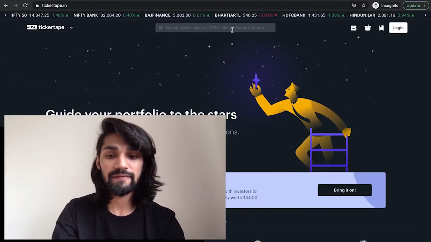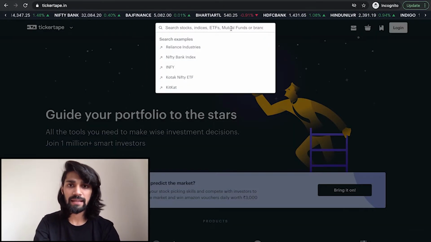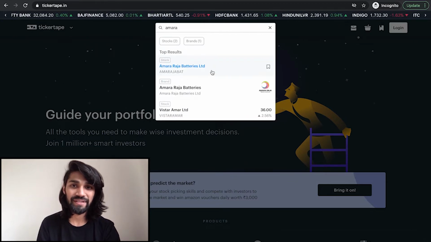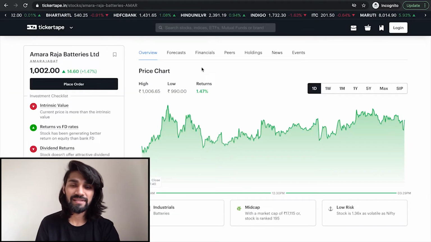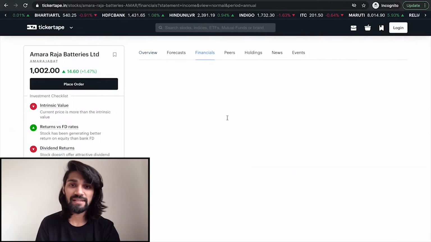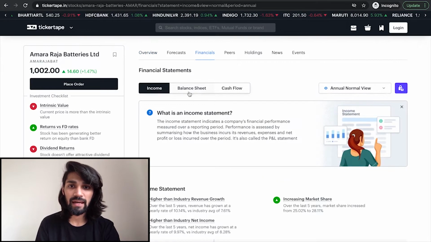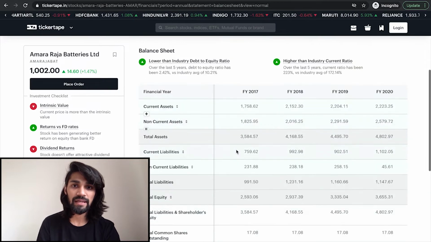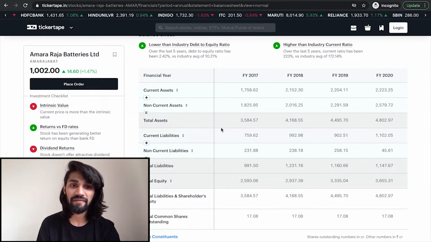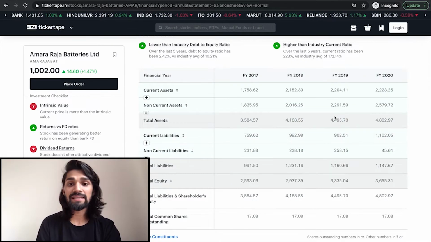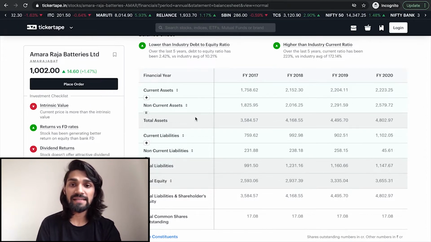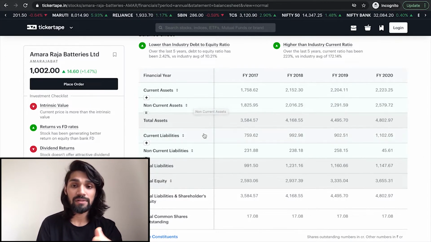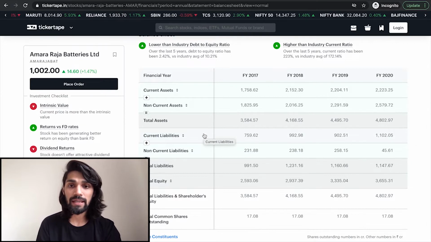Now let's look into an example of a balance sheet and how a good balance sheet should look. Let's go to tickertape.in and search for a company. Let's take the example of Amara Raja Batteries. You go to Financials and then Balance Sheet, and this is how a balance sheet looks. As I said, the balance sheet consists of the assets and the liabilities. Assets are comprised of current assets and non-current assets. Liabilities also consist of current liabilities and non-current liabilities.